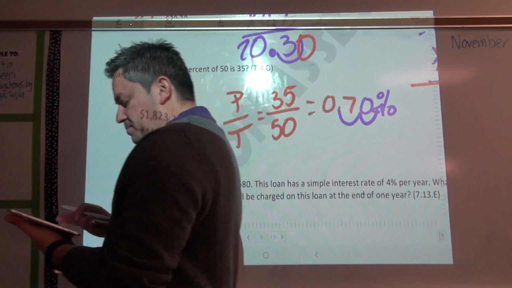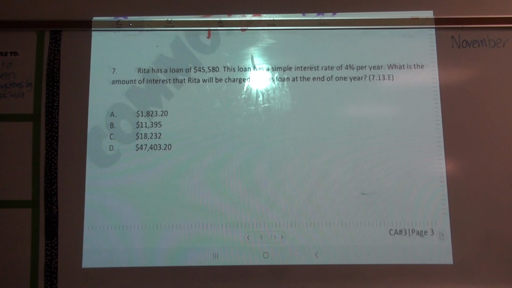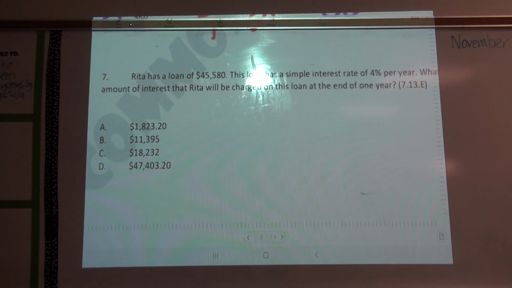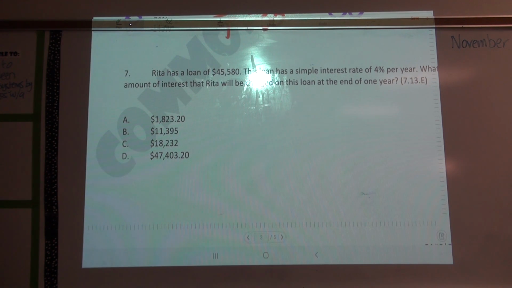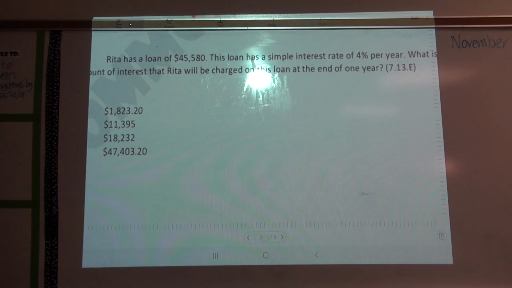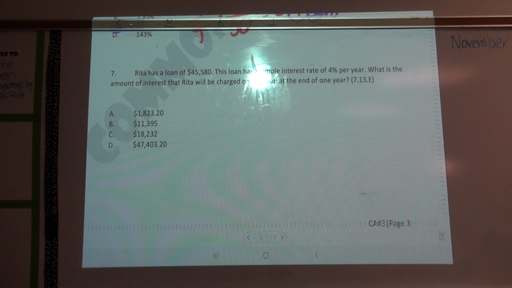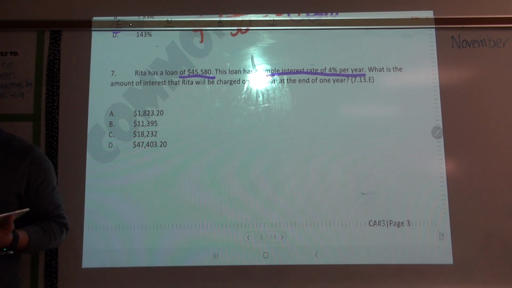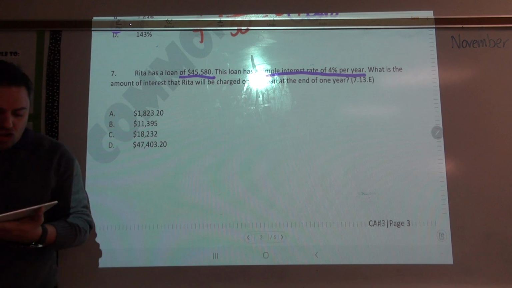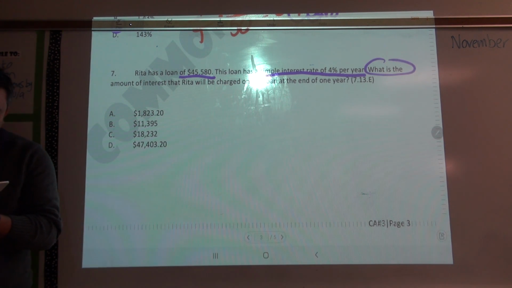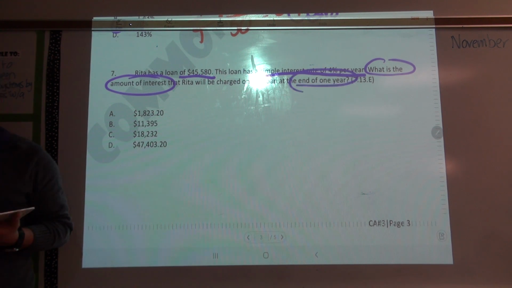Any questions, anybody? Number 7. Rita has a loan. This is a simple interest question. Rita has a loan of $45,580. That's my original amount. That's my principal amount. The loan has a simple interest rate of 4% per year. What is the amount of interest at the end of 1 year?